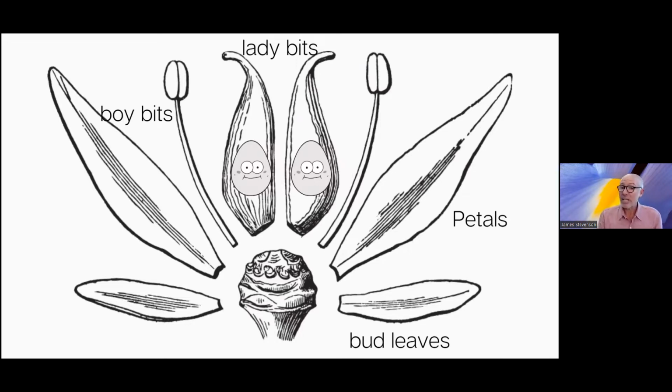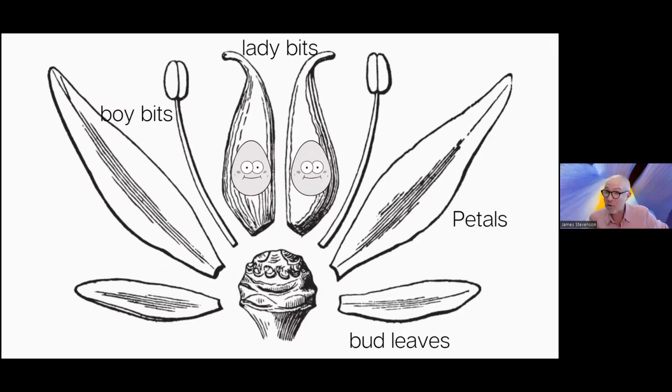In everyday language, we have the bud leaves, so the leaves that make the flower bud on the outside. Once those bud leaves peel back, the petals emerge. Then moving a little bit towards the center of the flower, the next row or whorl in are the boy bits, the bits that are going to make the pollen. And in the very, very center, the mystic middle, are the lady bits. The lady bits that are going to reproduce the species, because the lady bits have the eggs that are going to become the seeds.